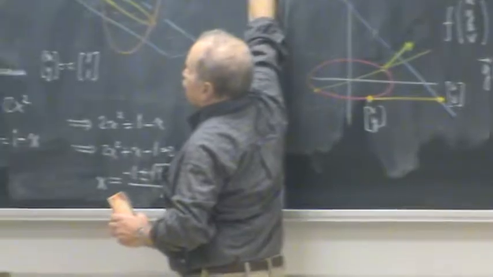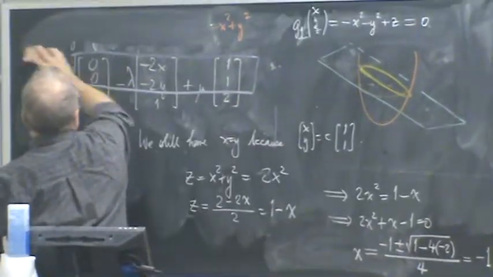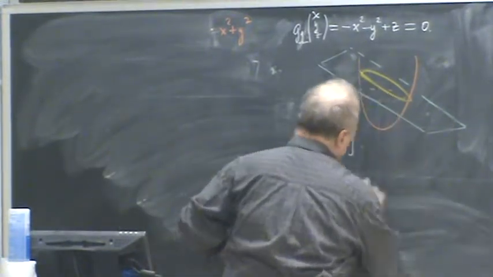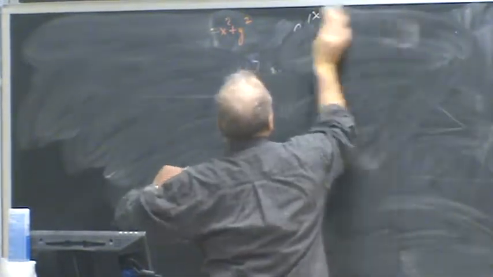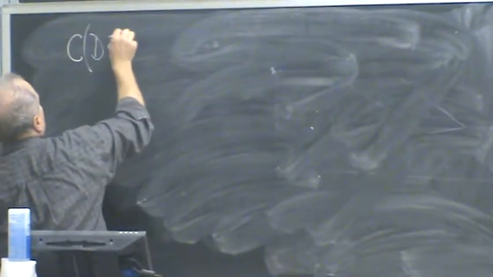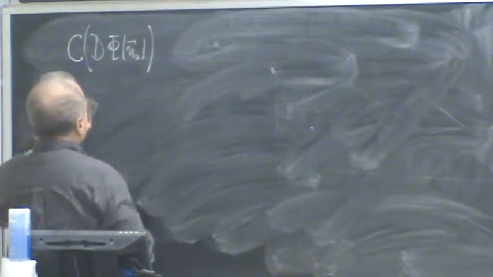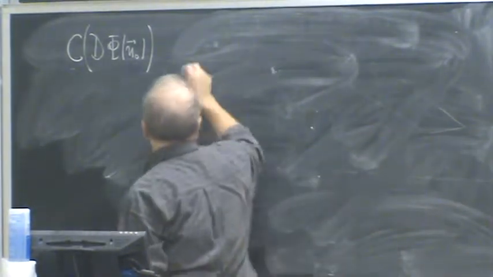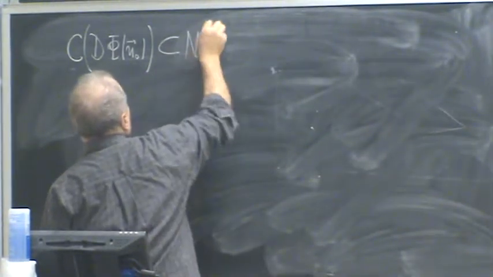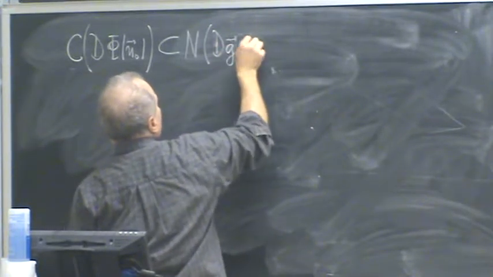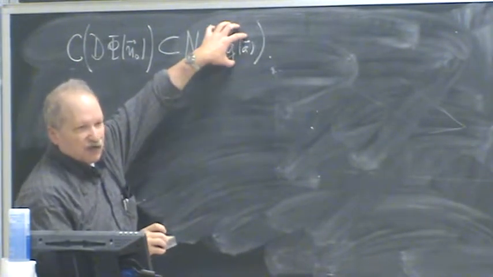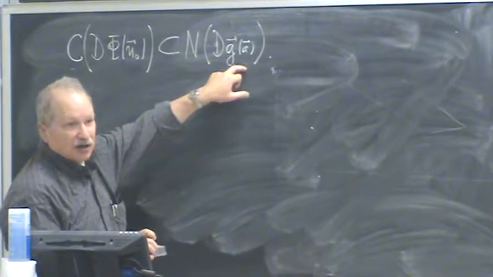The column space of the matrix on the right is perpendicular to the row space. Column space of d phi. You feed all those guys into the matrix dg, and you get zero.